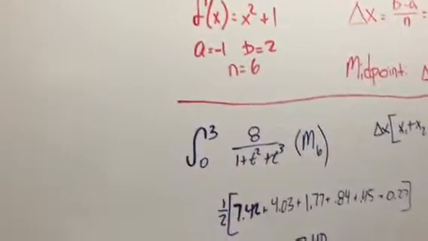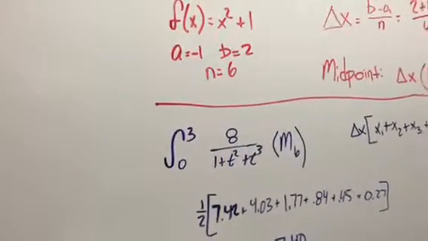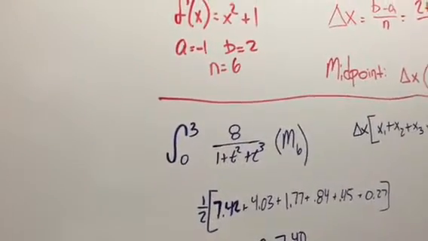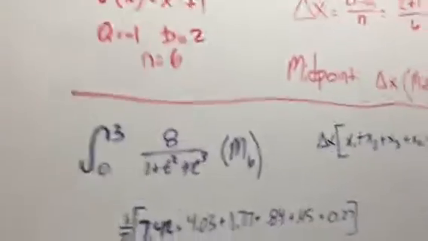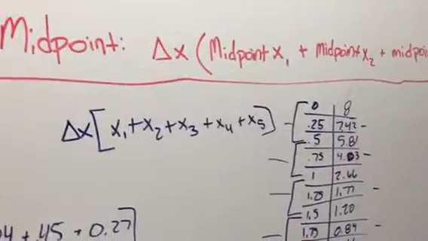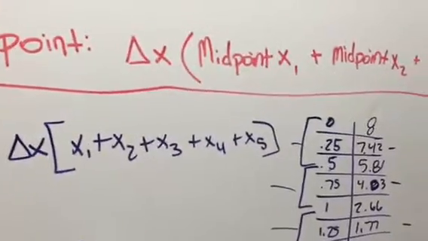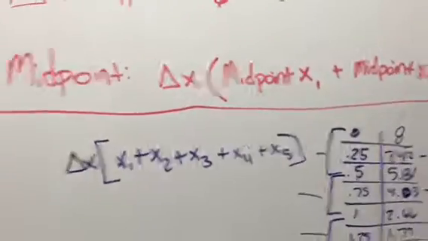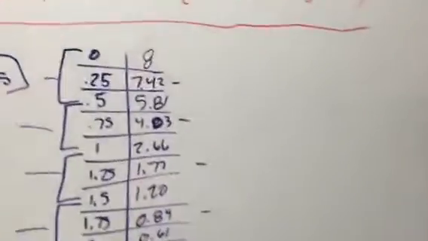Now looking at a problem you can use for a midpoint, it's the integral from 0 to 3 of the equation 8 divided by 1 plus t squared plus t cubed, and we're looking for M sub 6. So of course you're going to be doing delta x times x sub 1 plus x sub 2 plus x sub 3, so forth, to x sub 6. So what you're going to do is plug in values to find the midpoint.